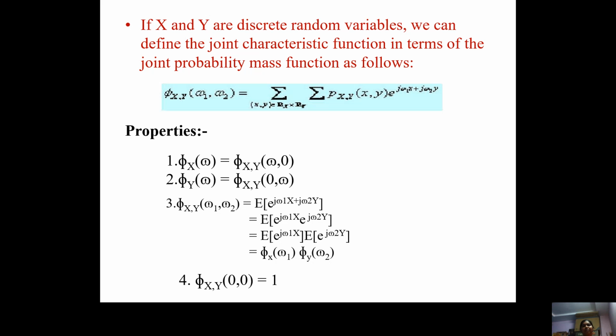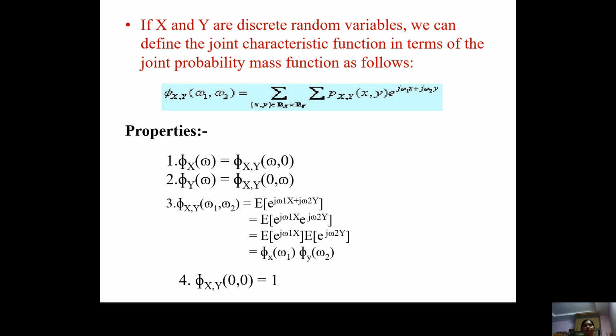omega, 0. That means when y equals 0, if the random variable y is 0, then its characteristic function is similar to that of the characteristic function of random variable x. Similarly, if x is 0, the joint characteristic function of random variables x and y, phi xy of 0, omega, is nothing but the characteristic function of y, phi y of omega.